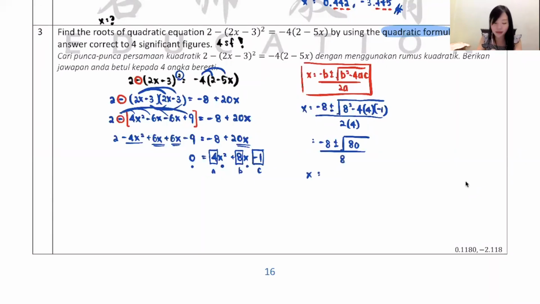So my dear, got 2 answers. One is plus, one is minus. Actually, no need to write one; I can straight away press one. -8 plus square root 80, divided by 8.